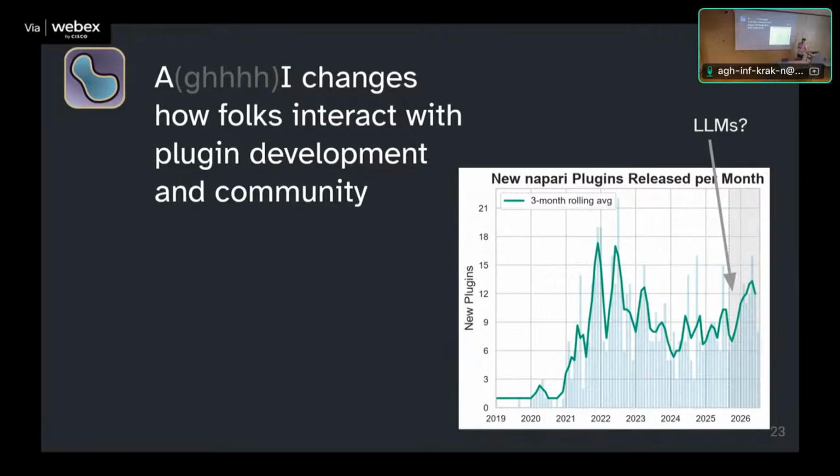But then AI changed how folks interacted with plugin development and community. We all know how AI has particularly changed so much since the fall of last year. It's become so accessible. It's become easy for someone to use natural language to make code. And so now we see this change here. We see a rapid change. This gray box is where the plugin sustainability initiative started.